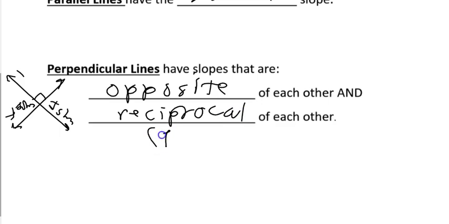And that just means flip. Flip that fraction. So 3 over 5 becomes 5 over 3. 2/3 becomes 3/2.